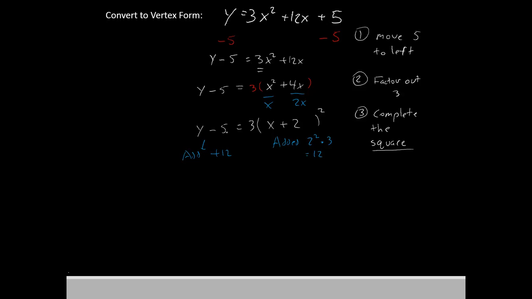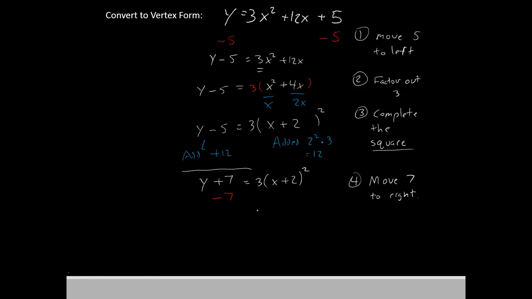So we have y minus 5 plus 12. Well, minus 5 plus 12 gives us positive 7. And on the right, we still have 3 times the quantity x plus 2 squared. We're almost there now. Our final step is just to move the positive 7 that's on the left to the right, just to get everything on the same side.